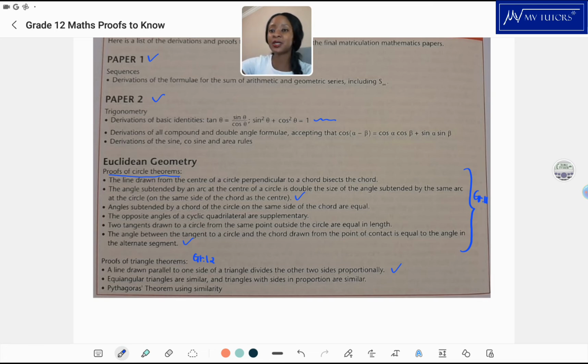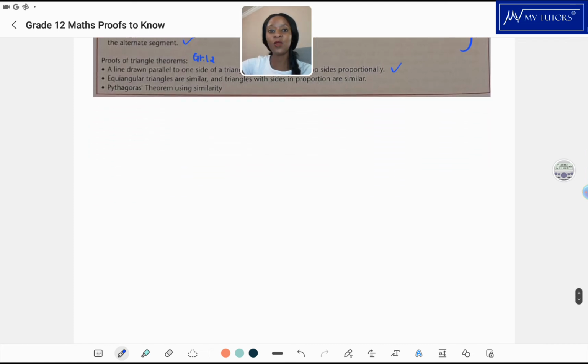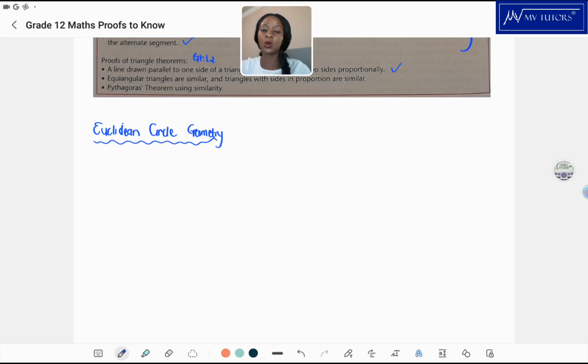Okay, let's do Euclidean geometry. Let's see how far we get. And yeah, let's just do it. Euclidean circle geometry. Okay, so what I'm going to do, I'm just going to draw these circles that are required, and then we can prove one by one.